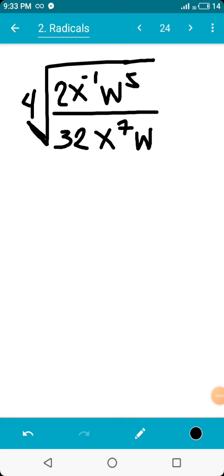Okay, so let's simplify this fourth root of 2x raised to negative 1, w raised to 5 over 32 x raised to 7 w. So, ang gagawin muna natin is isi-simplify natin yung radicand natin. Okay? So, rewrite lang natin.